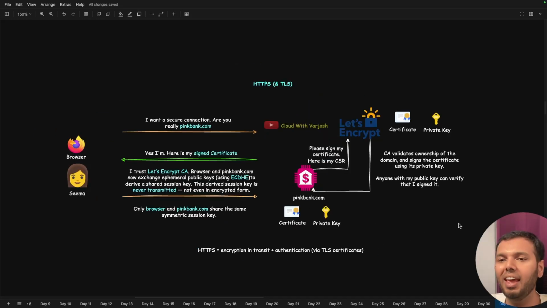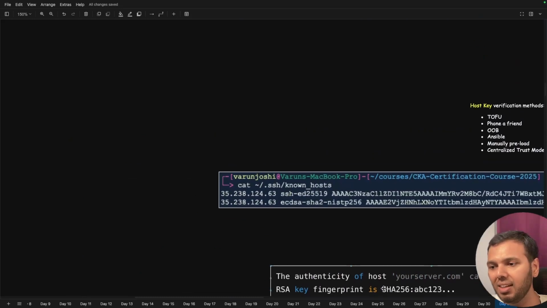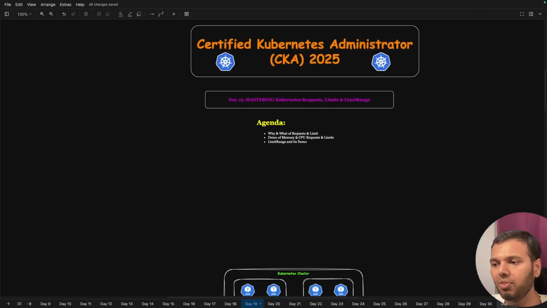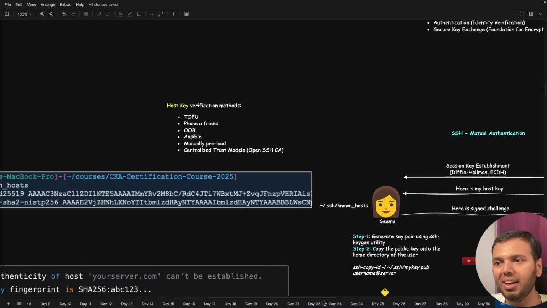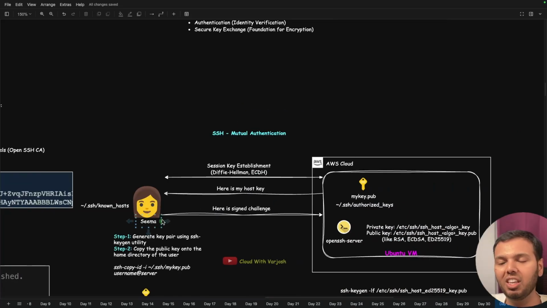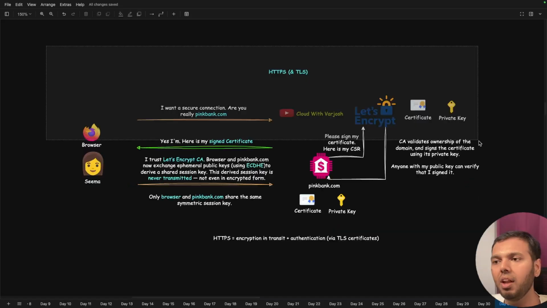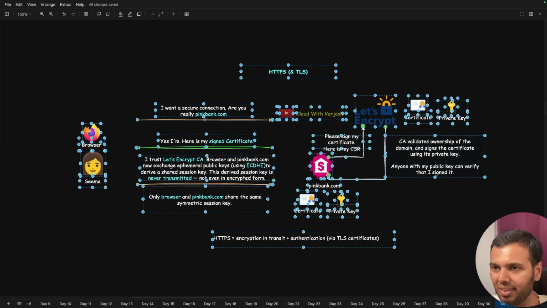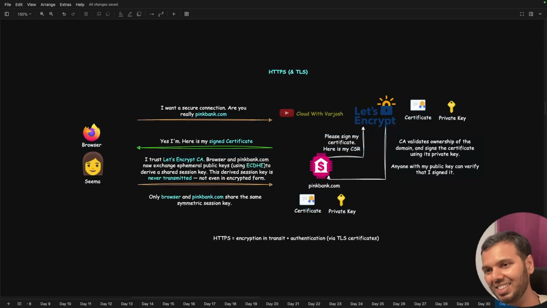You remember in SSH, the session was encrypted first, and that was encrypted using the ECDH algorithm. And using the ECDH algorithm in SSH, we were not sharing the key over the network. The session key was generated for both Seema and the server separately. Now with TLS 1.3 and with TLS 1.2 that uses ECDH, we use a similar thing like we used in SSH. So let's understand what is happening here.